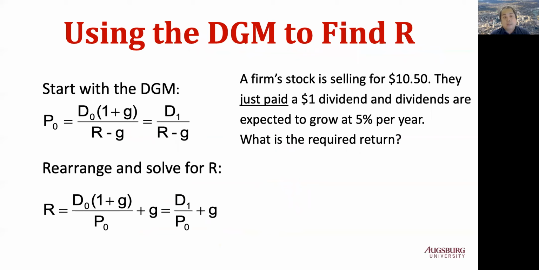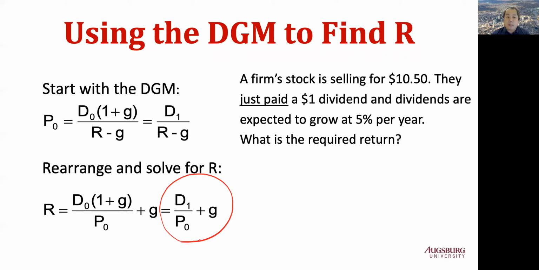Find R. As we saw in the previous slide, R can be rearranged using the dividend growth model: D1 divided by P0 plus G. Using this formula, we can solve this example quite easily. A firm's stock is selling for $10.50. They just paid a $1 dividend, and the dividends are expected to grow at 5% forever per year. What is the required return?